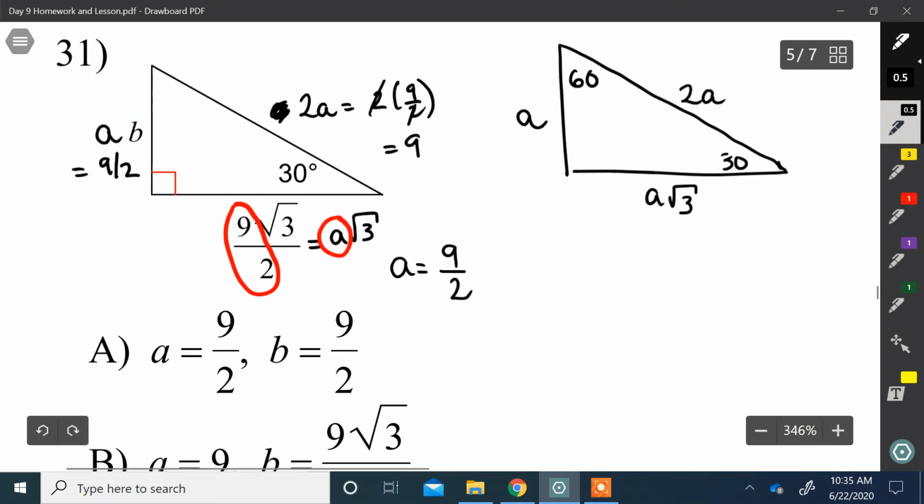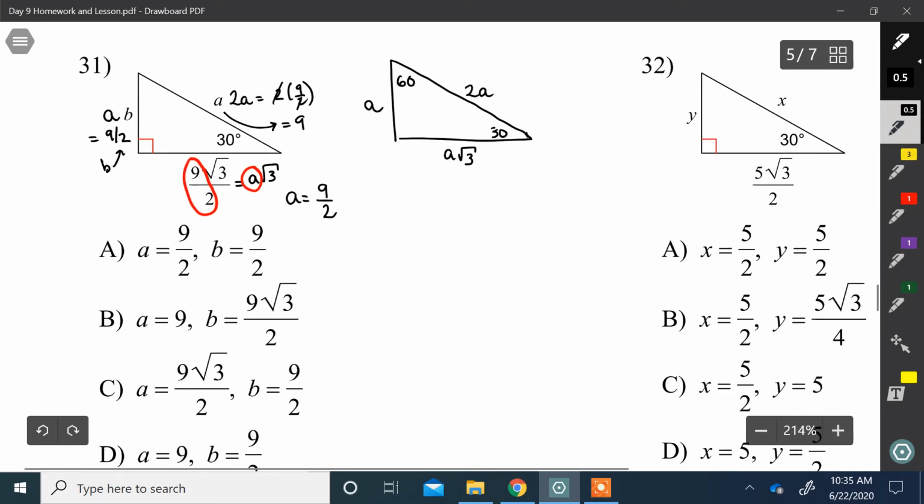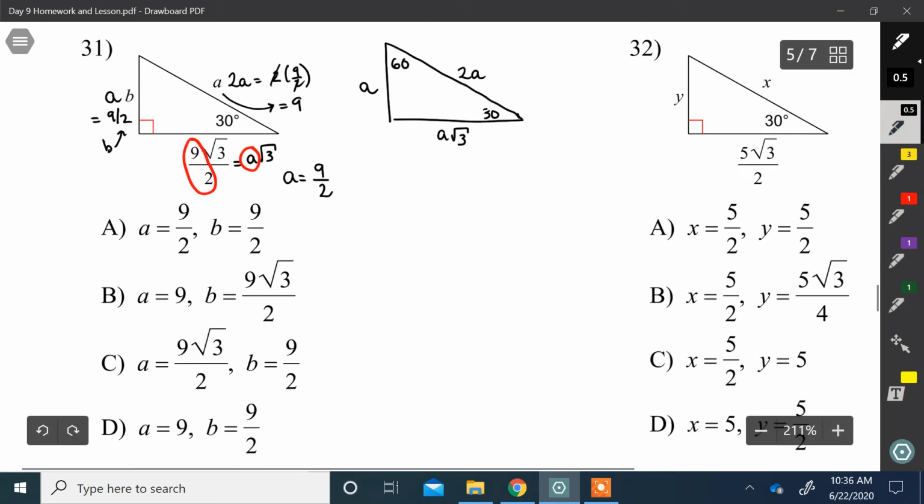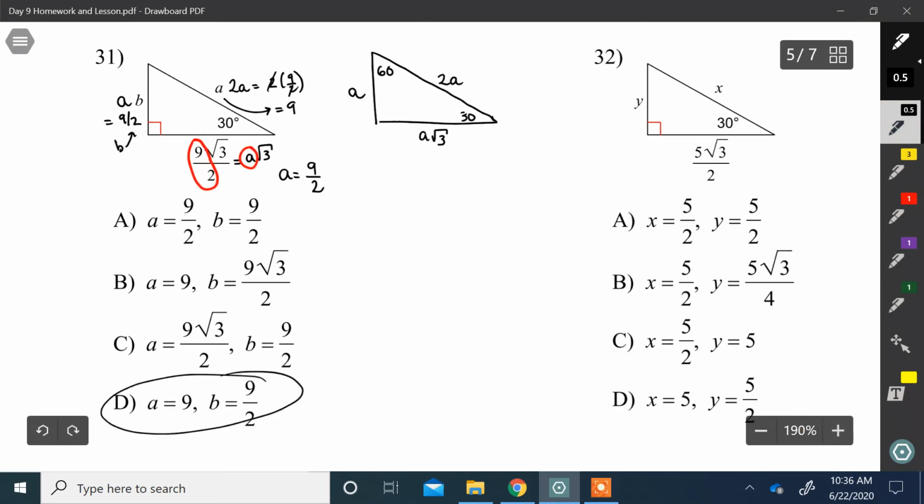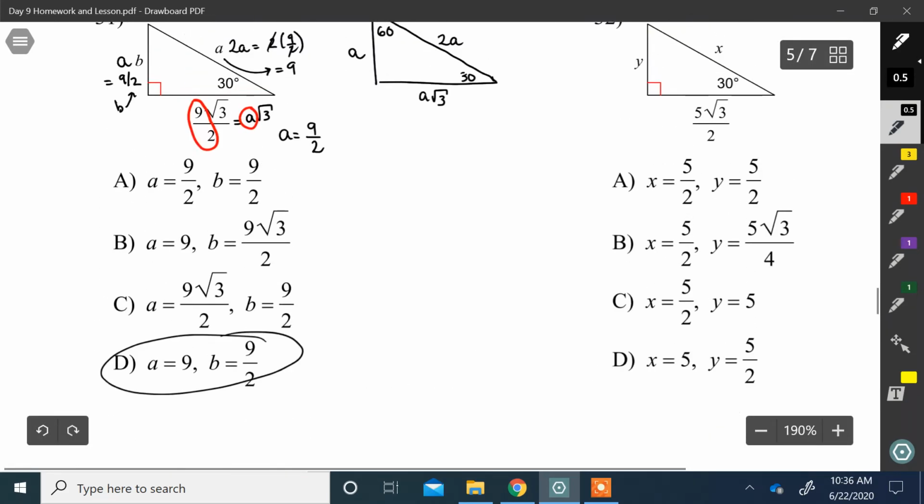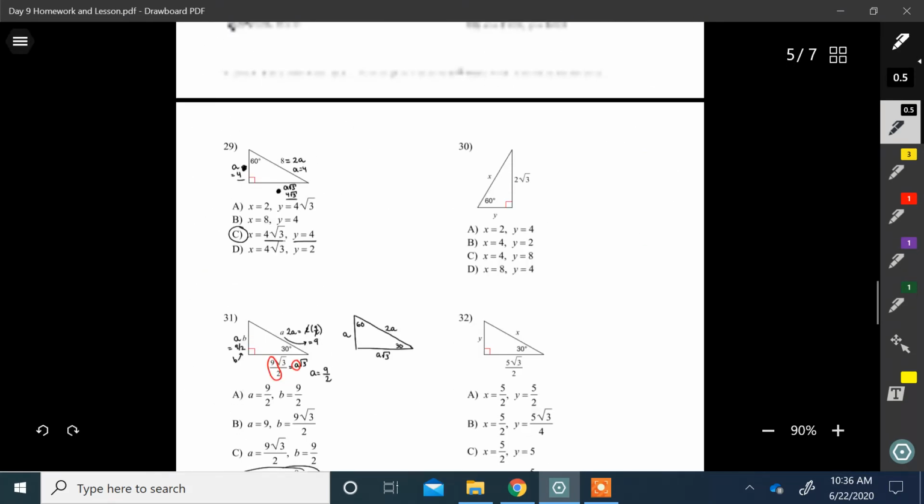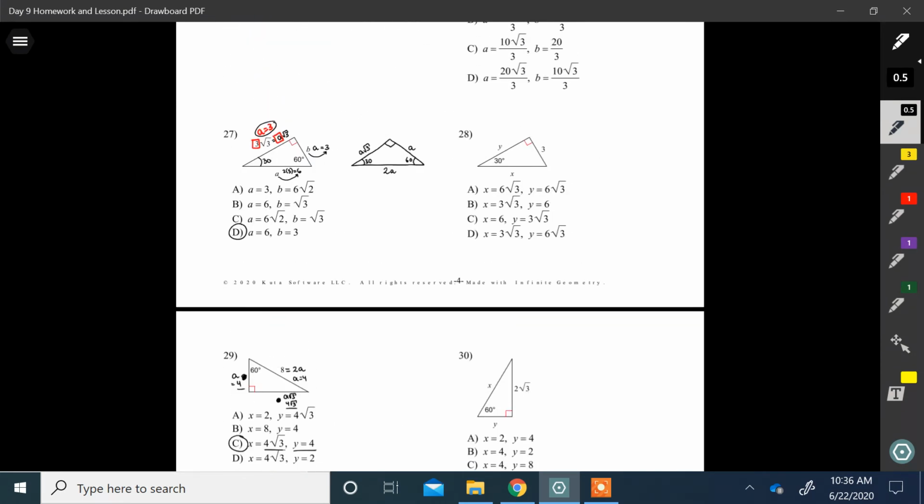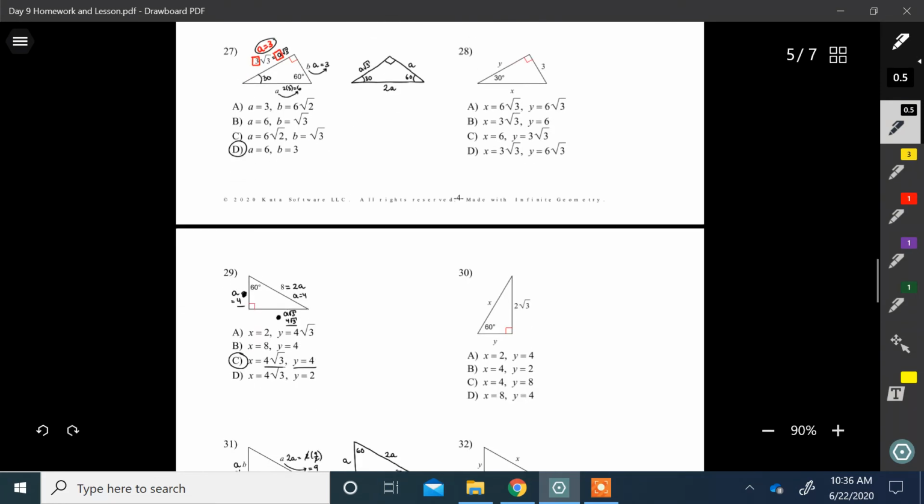So let me see. So we have, this is B, and when I erase this, this will be A. So A is 9. Okay. A is 9, and B should be 9 over 2. So the answer should be D. Okay. All right. So hopefully you got that kind of well there. I know it's kind of challenging at first, but hopefully you're able to see it.